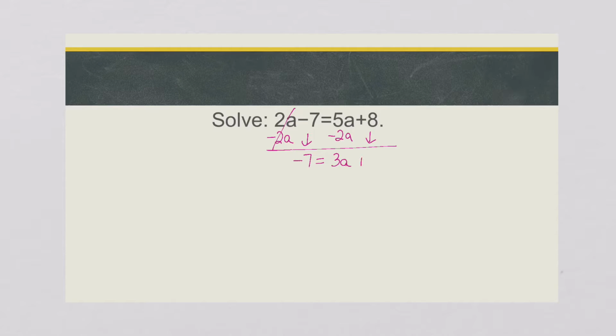Bring that straight down. Now I want to move everything away from the 8, so I'm going to undo addition first. So I'm going to undo addition with subtraction. Negative 7 minus 8 is negative 15. Signs are the same. Add the numbers together, keep that sign. So now I'm going to divide both sides by 3.